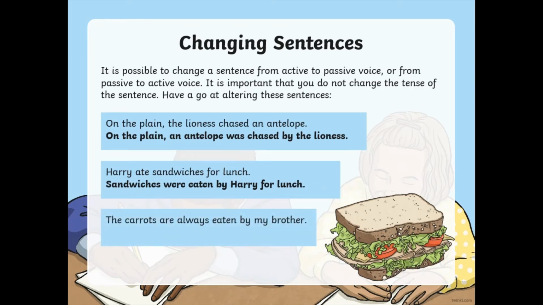The carrots are always eaten by my brother. This is a passive sentence. Can you change it to an active sentence? My brother always eats the carrots.